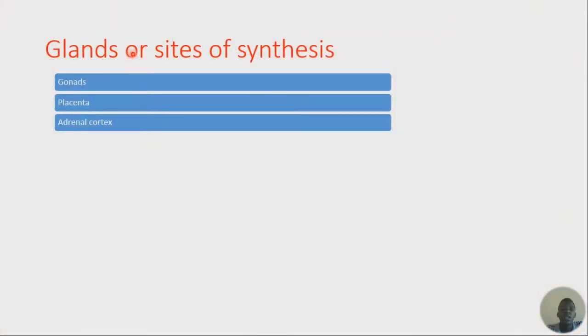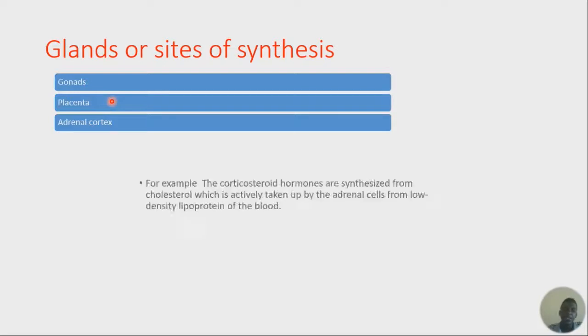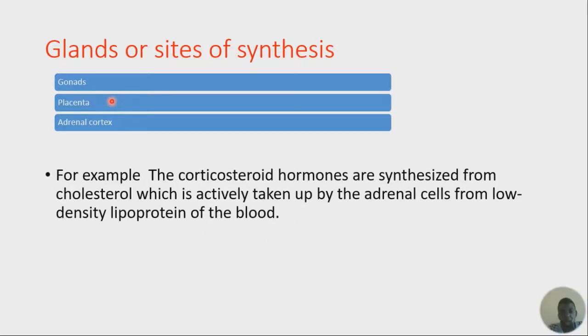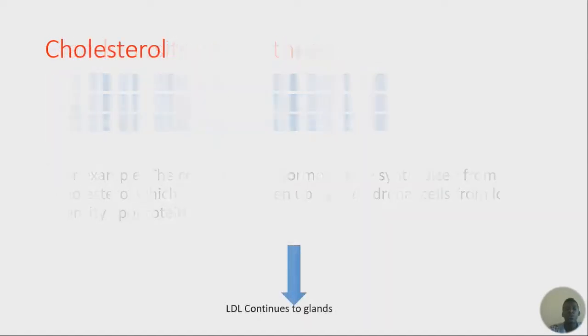The glands which release the steroid hormones are the gonads, the placenta, and the adrenal cortex. These synthesize the steroid hormones. For example, corticosteroid hormones are synthesized from cholesterol, which is actively taken up by adrenal cells from the low density lipoproteins in blood. When you have LDLs in blood, adrenocytes take up these LDLs and synthesize the corticosteroids from that cholesterol.